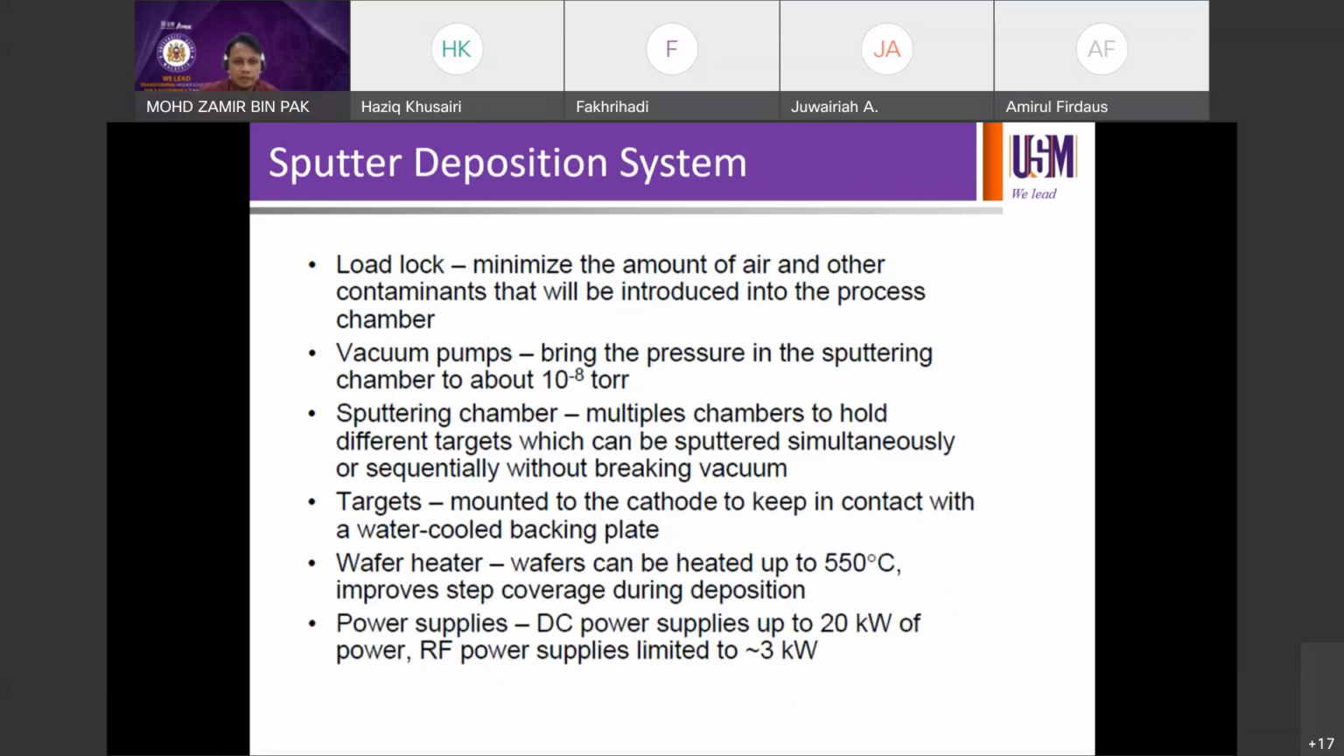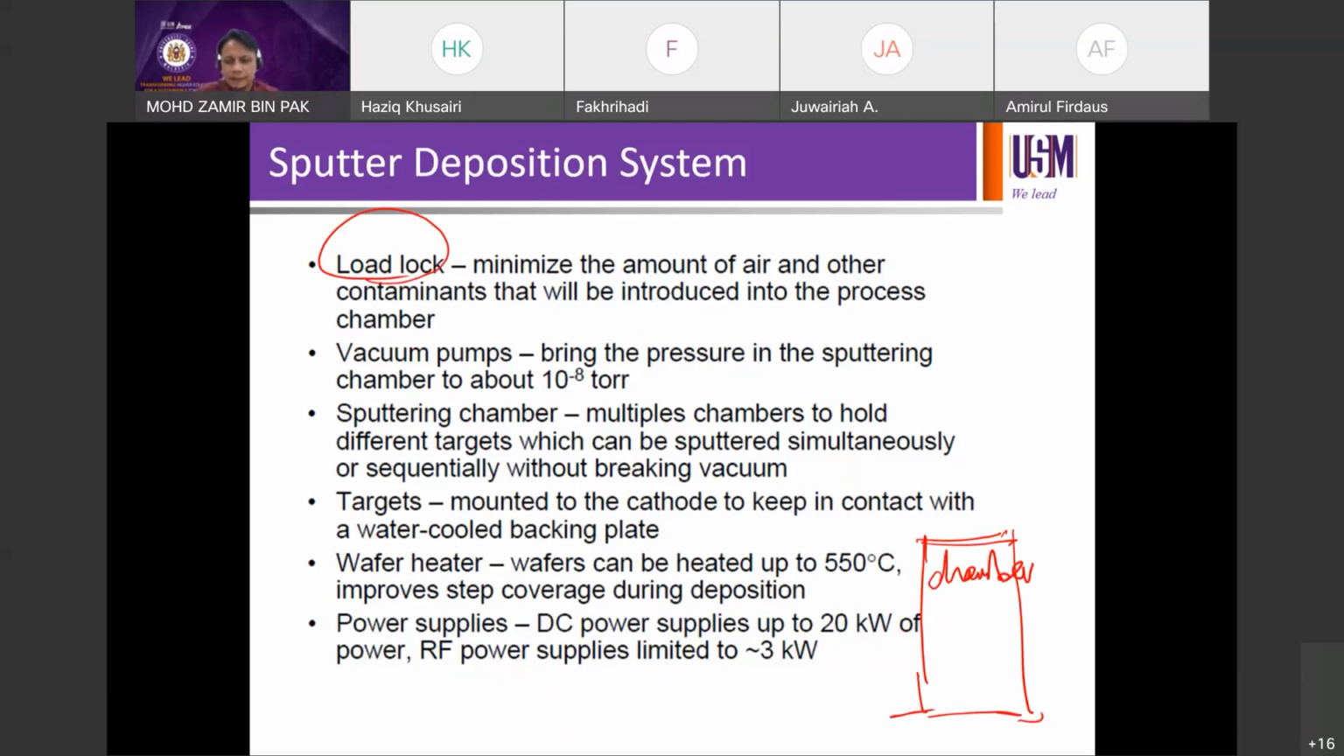Right, sputter deposition system. Kalau you dah biasa run sputter, maybe you can visualize this pretty much. Load lock is a place where we don't have a load lock in our system in the lab. Okay, let me illustrate this to you. This is your chamber.